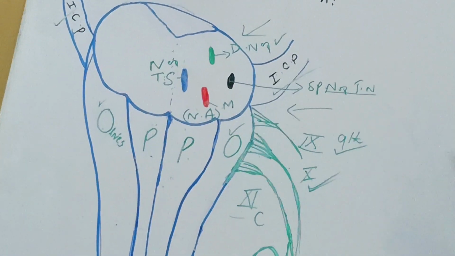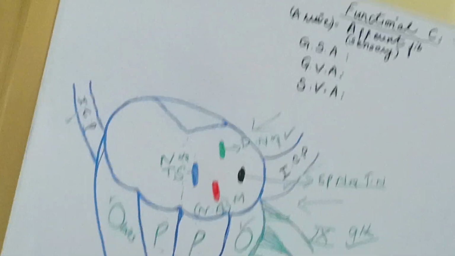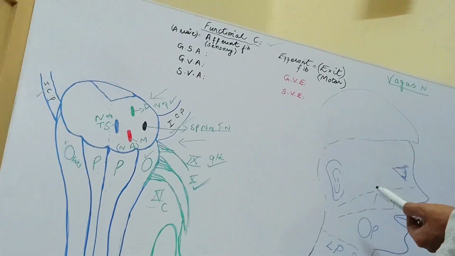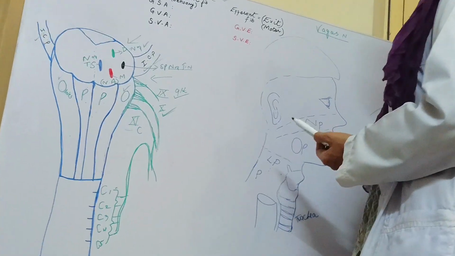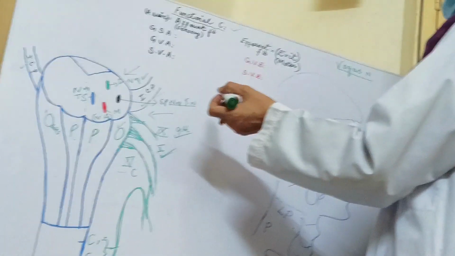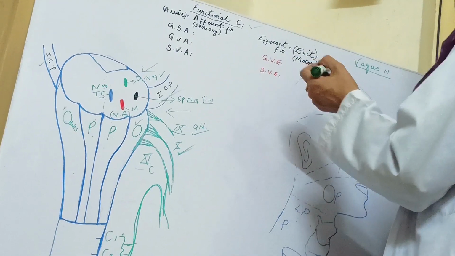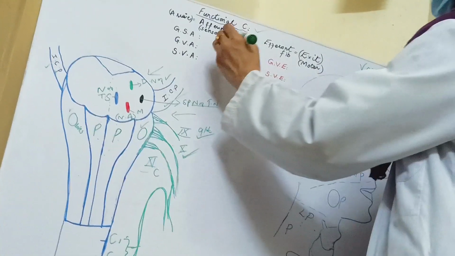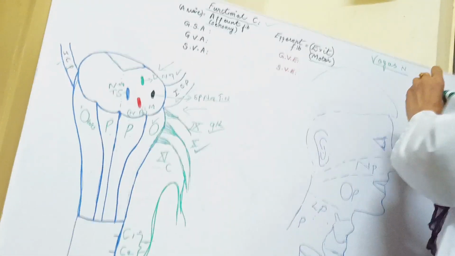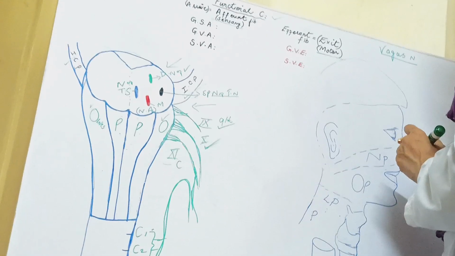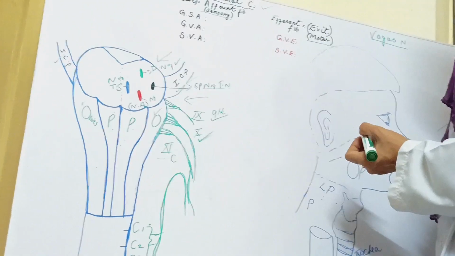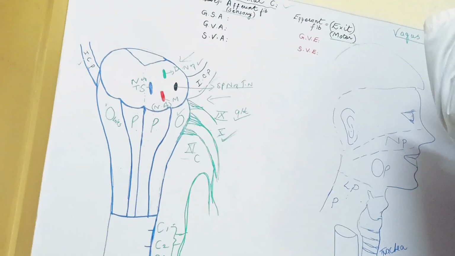Okay, now we have to learn about the functional components of the vagus nerve. What does functional component mean? It means which type of fibers that particular cranial nerve carries. So we know it as a mixed nerve. What do you mean by mixed? It means it carries sensory fibers, motor fibers and parasympathetic fibers as well. As we know, this nerve is called the parasympathetic outflow of the autonomic nervous system.